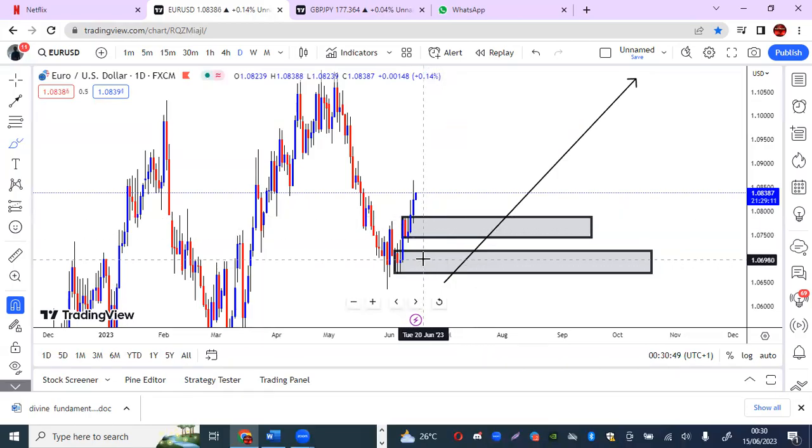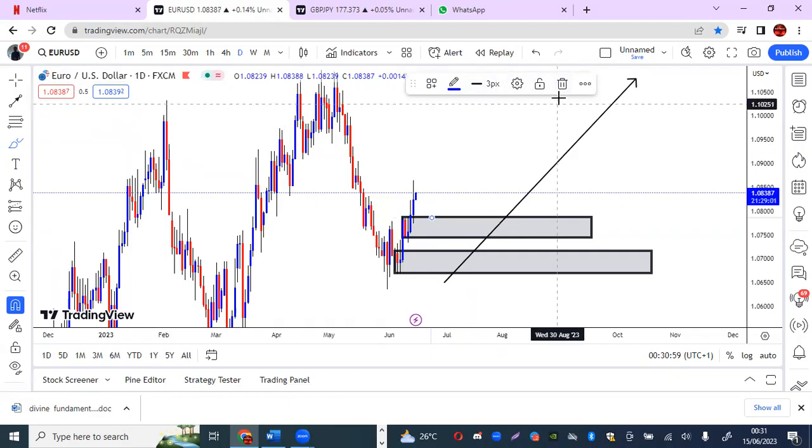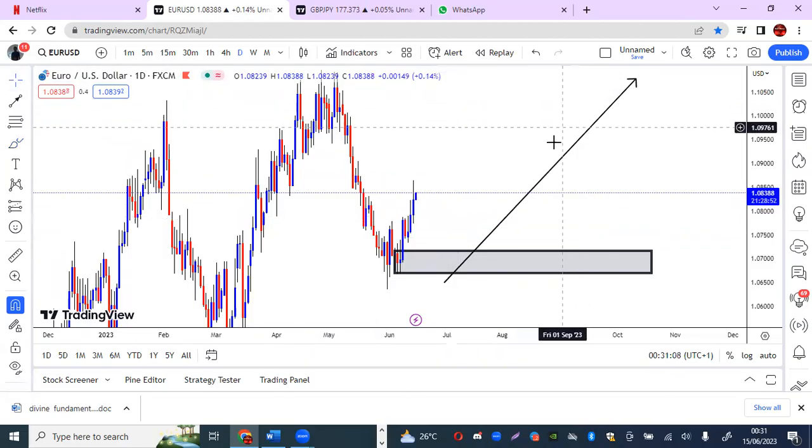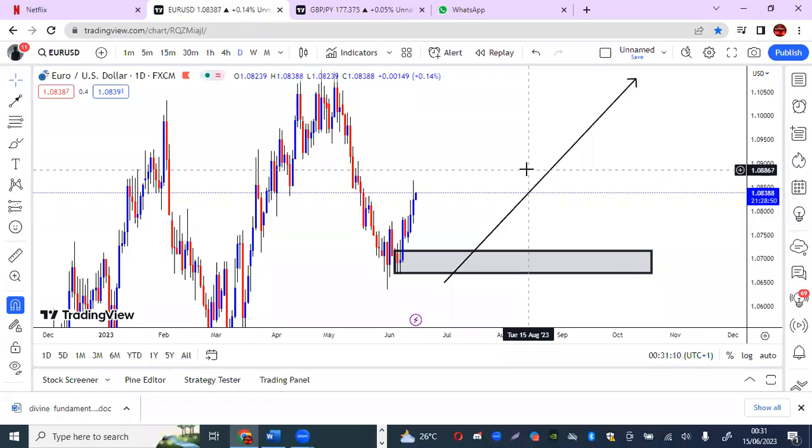Once you have the first zone, which is the valley, the next zone that will follow is a continuation pattern. You can have up to 3, sometimes 4. But once you have up to 3 or 4, you don't have to trade it again. That means it's going to start getting exhausted.